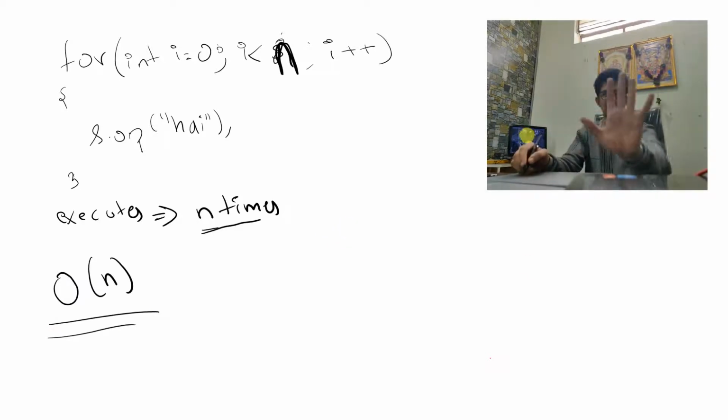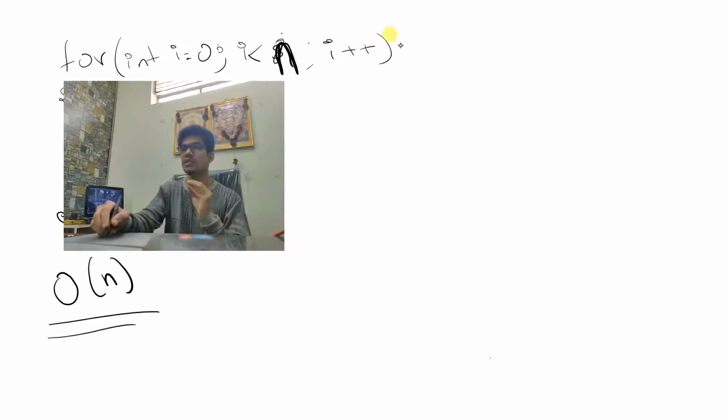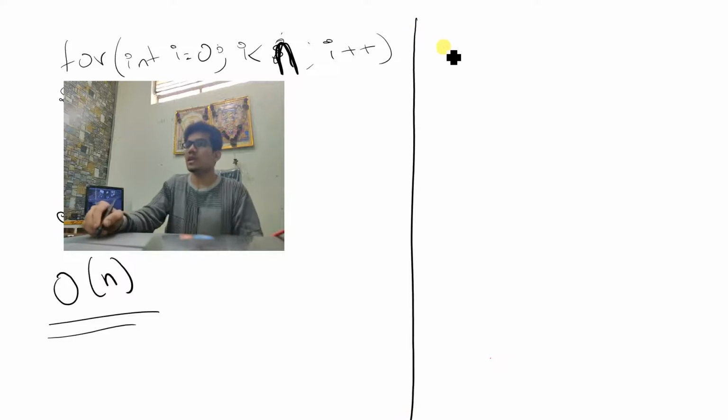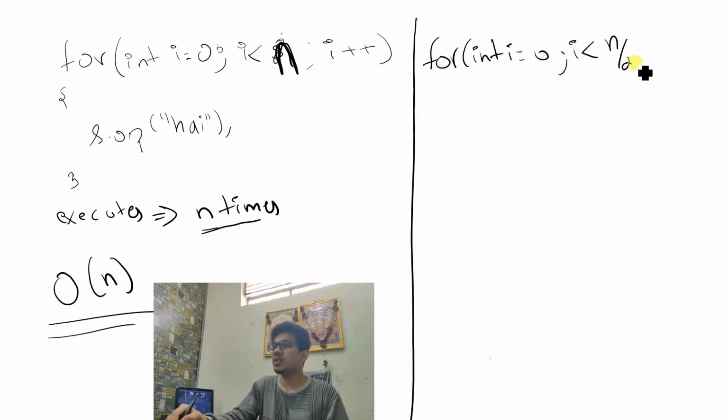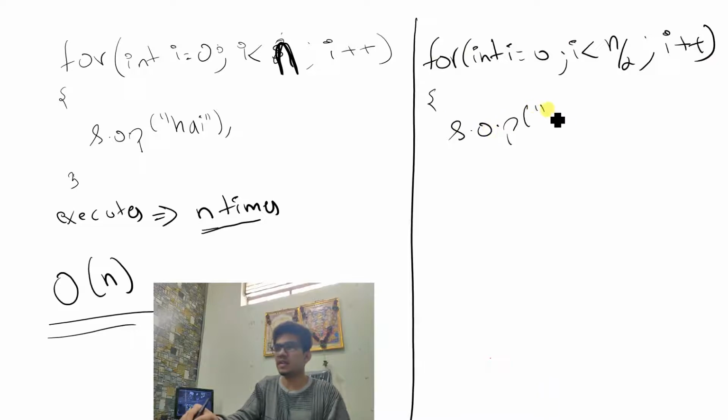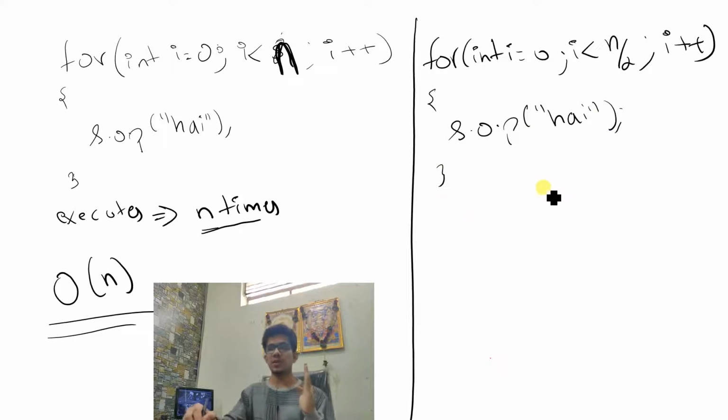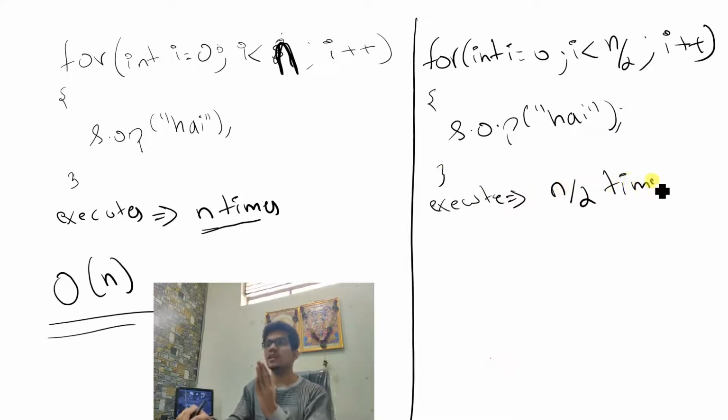I know some confusion will be there, so let me tell one more example. Now, I'll write one more for loop where int i starts from 0, i is less than n by 2, i plus plus. And here again I will put System.out.print, the same thing, "Hi". Now, how many times will this program execute? Not n times, but n by 2 times.